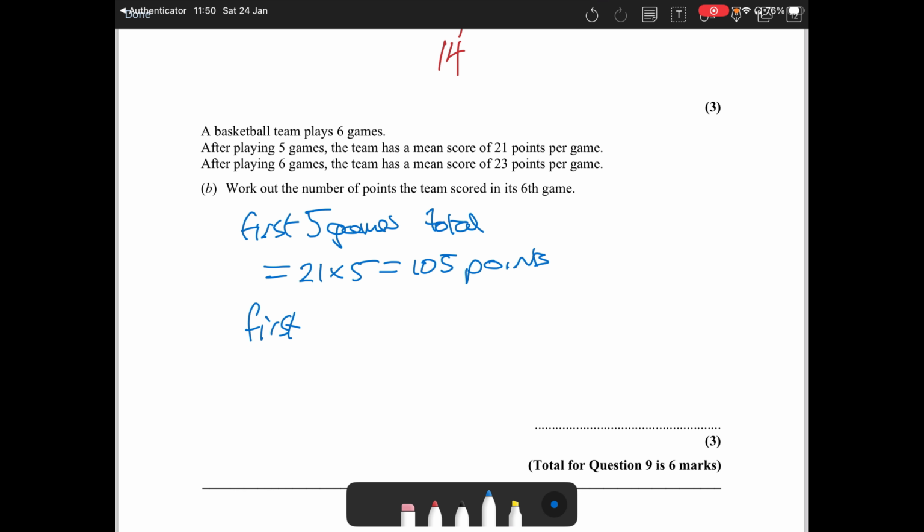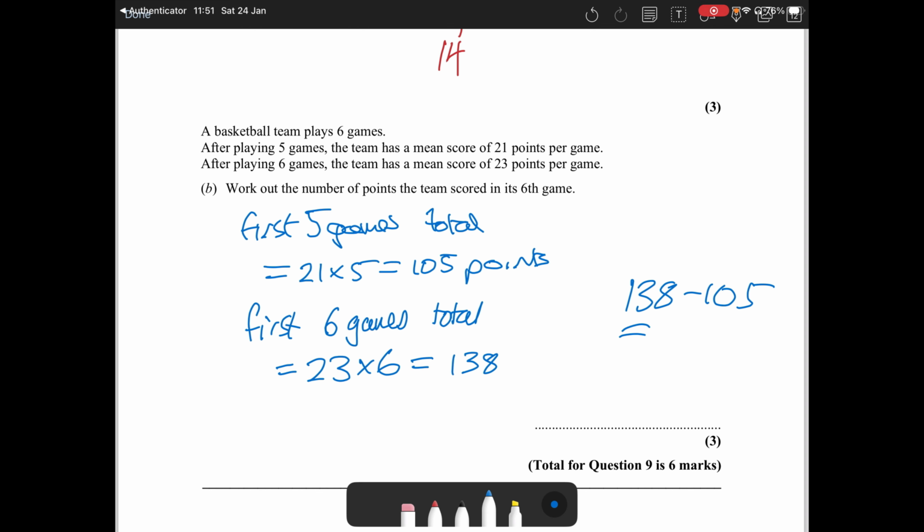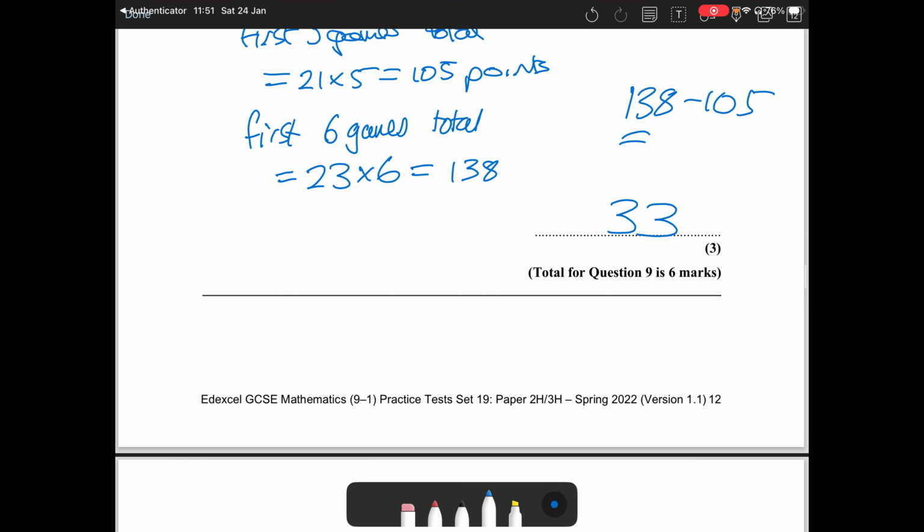Now, the first 6 games in total would be 23 times 6, right? Because if the mean is 23, that means on average each game is scoring 23. If we want to know the total, we just multiply the numbers, so 138. Now, obviously, we have to ask ourselves, from the 5th to the 6th game, how much do the total points go up by? Well, we take these two away, and the difference will be how much you scored in that 6th and final game. So 33 points is the answer here on the 6th game. That was how many were scored.